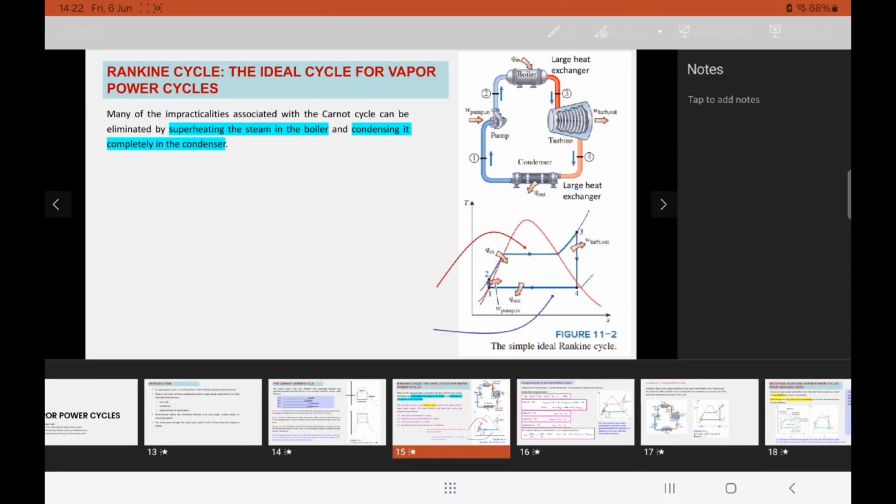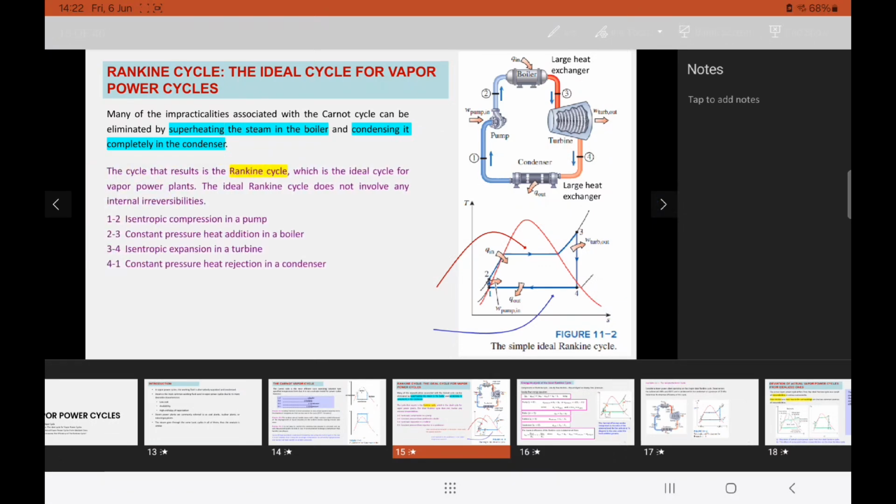Many of the impracticalities associated with the Carnot cycle can be eliminated by superheating the steam in the boiler and condensing it completely in the condenser. This results in what we call the Rankine cycle, which is the ideal cycle for vapor power plants. The ideal Rankine cycle does not involve any internal irreversibilities.